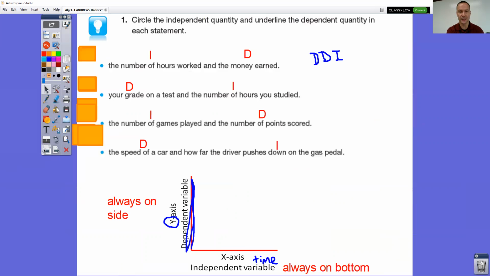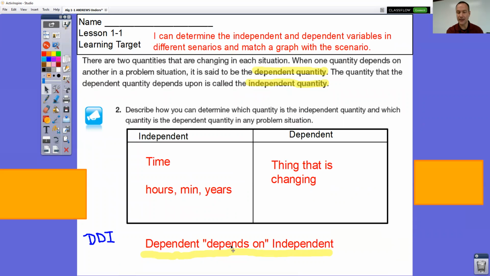Again, the biggest thing that you need to remember is that the dependent depends on the independent. Your independent is always your time. Your dependent is the thing that is changing.